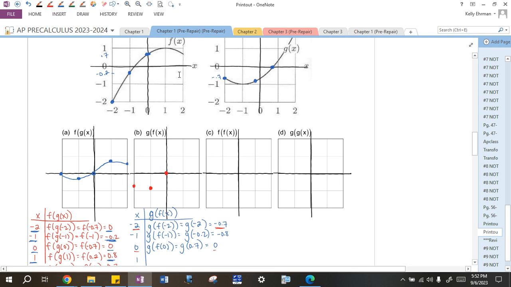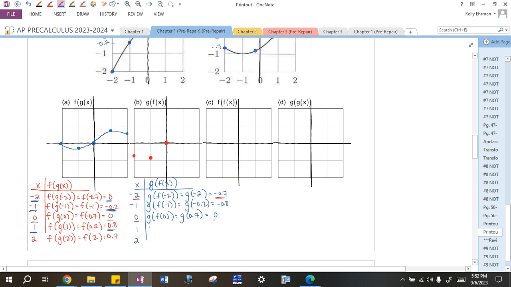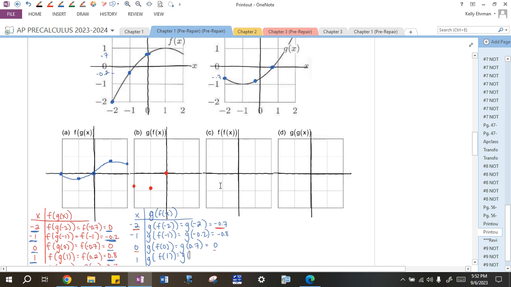Okay, and then if we're going g of f of 1, that's g of what? Let's see, f of 1. F of 1 looks like it's exactly 1. That's always nice. G of 1 looks like it's, I don't know, 0.2. So I can plot 1 and then go up about 0.2.